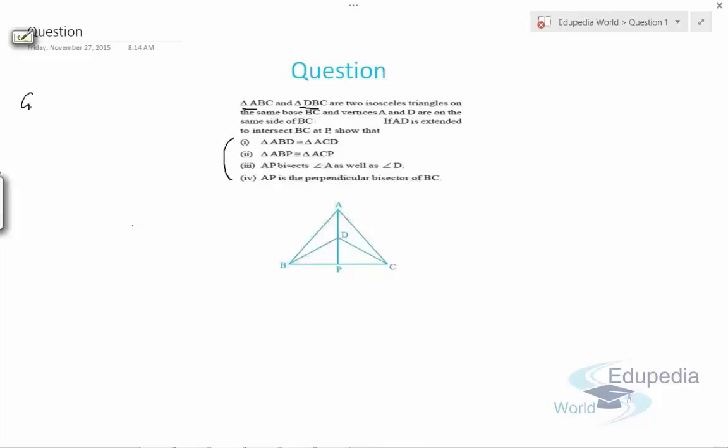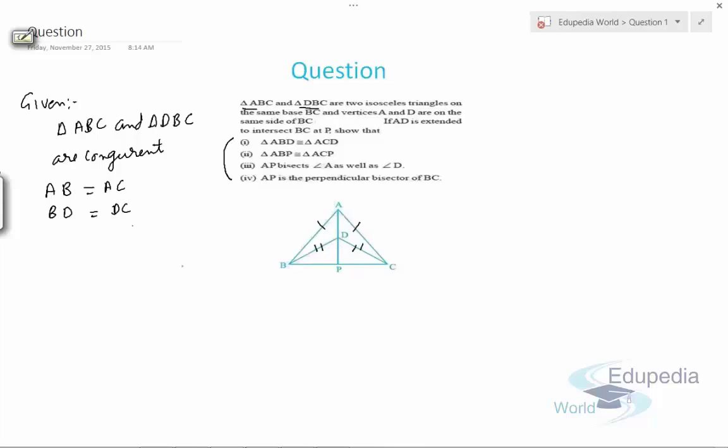Now, first of all, we need to write what is given. It's given that triangle ABC and triangle DBC are isosceles. So we can say that AB equals AC and BD equals DC, since the equal sides of an isosceles triangle are equal. So this equals this and this equals this. Now, this is given. So let's see how we can prove this.